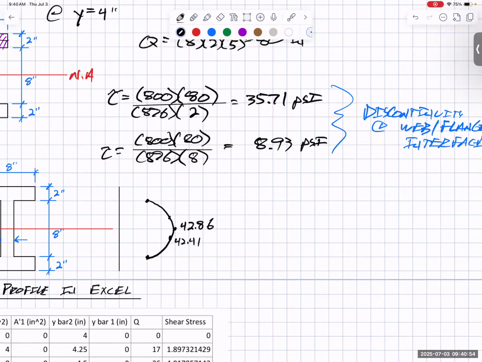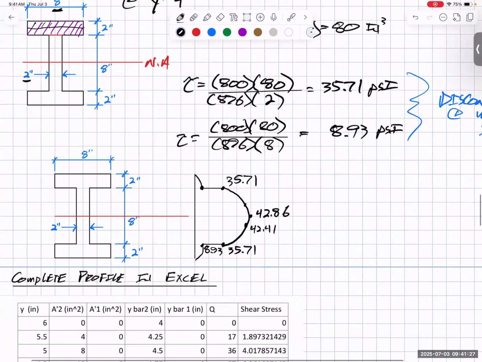And then right here, what's happening is I have this point of discontinuity, and that means that at that point I have 35.71, but it's also, meaning I'm going to draw a line horizontally right here, it's also 8.93 right here and here. And then if I were to continue the process, I'd find out it's still parabolic as I move along that flange as well, and I end up with a shape that looks like that.